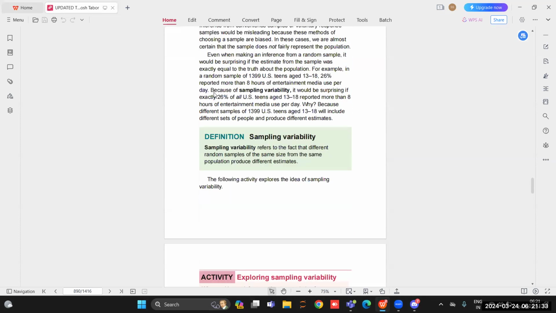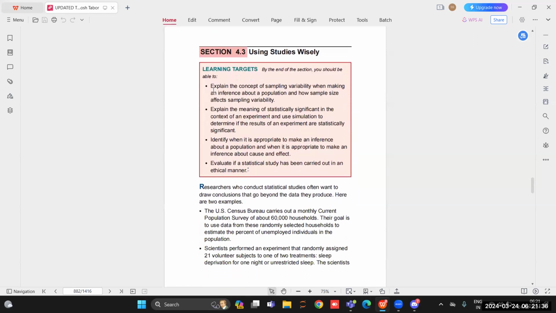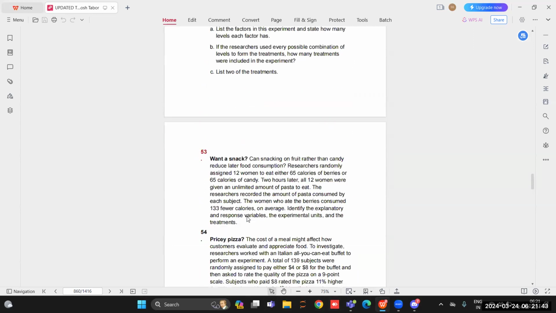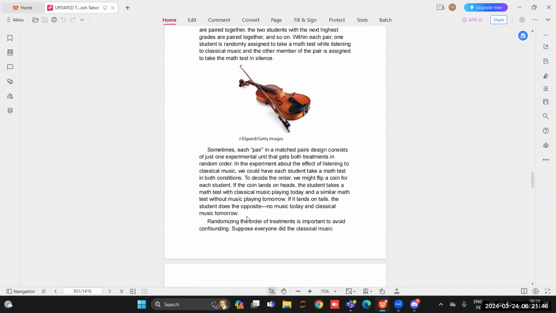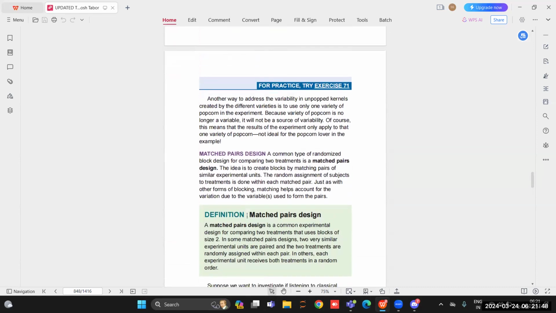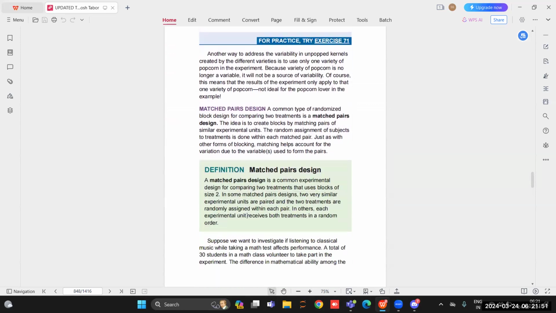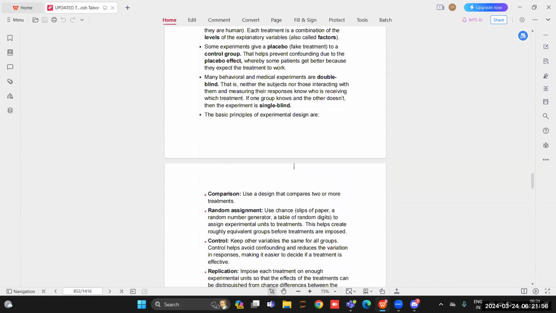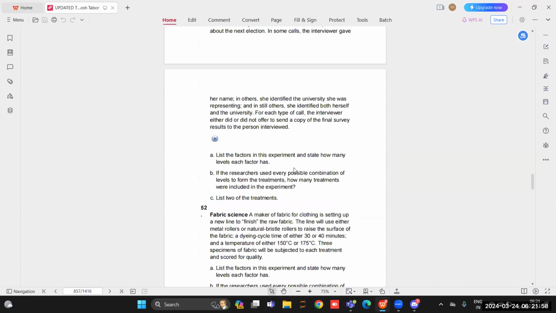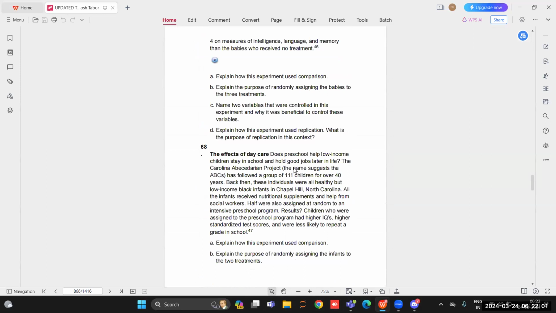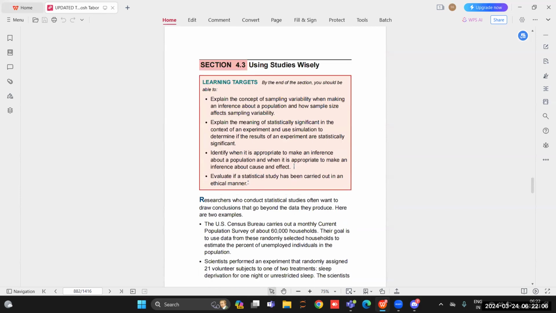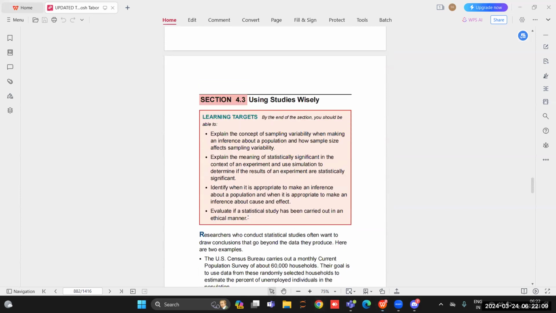Yes, we were here. Using studies wisely. So we had finished the last topic, that was placebo effect and all that. The block, matched pair design, block design, randomized design. Yes, we had done that thing. We have done this example also, and now we'll start 4.3, using studies wisely. Topic 4.3. So I'll just open our Miro board.